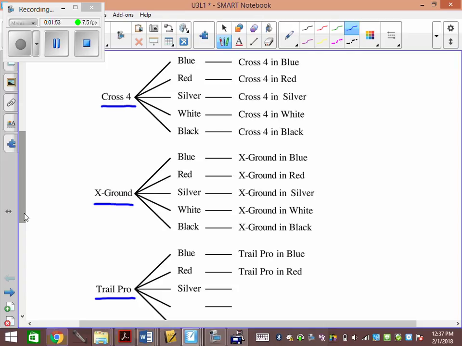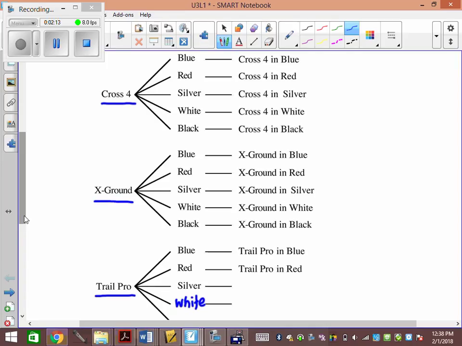So Cross 4, X Ground, and Trail Pro. And then it said there were 5 different color options, right? So there's blue, red, silver, white, black. Then for the X Ground, there's blue, red, silver, white, black. And then for the Trail Pro, there's blue, red, silver, white, and black.